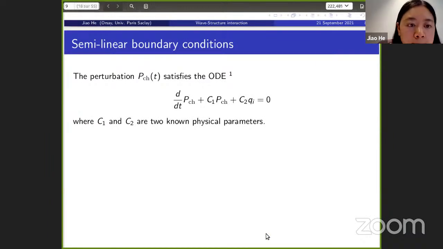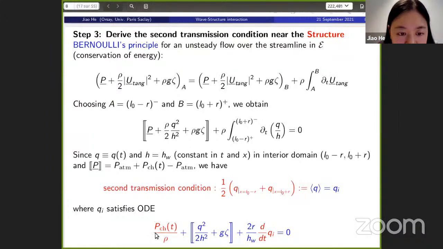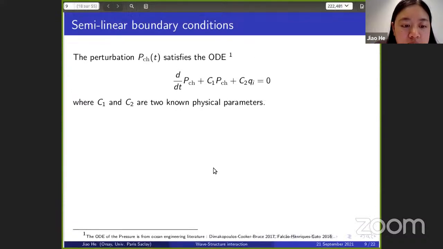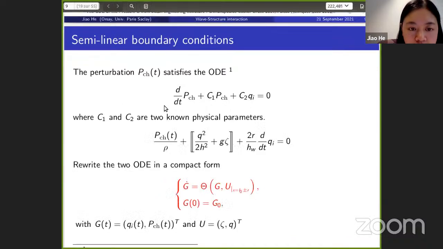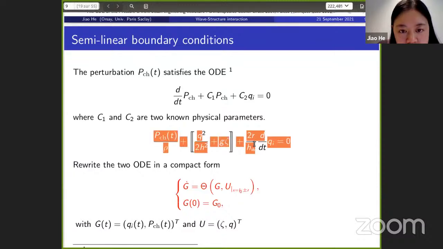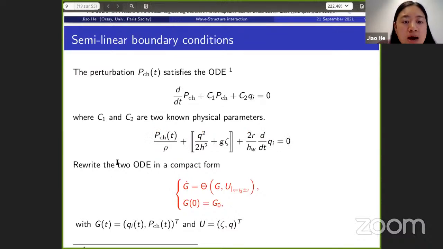Okay. So up to now, in these equations, we have one unknown term, which is the pressure in the chamber, the part which depends on time. And so we need one more equation to close our system. We find in the engineering literature that the perturbation P chamber satisfies this ODE, where C1 and C2 are two known physical parameters. For this ODE, we can rewrite the first ODE and the second ODE in a compact form, which gives us the boundary conditions that we need.